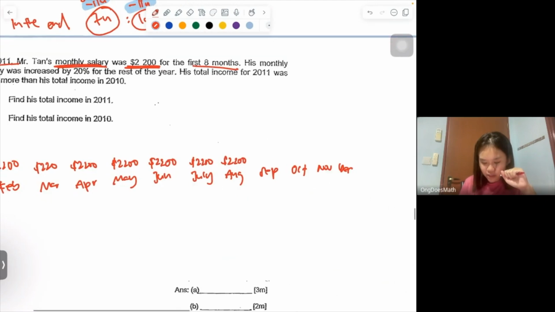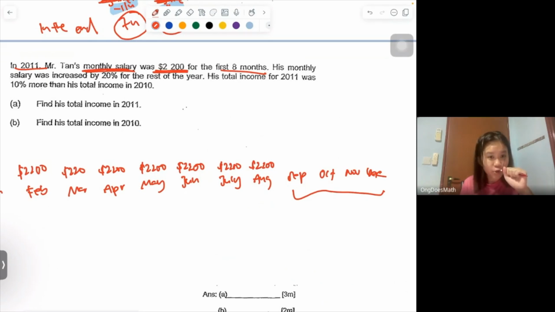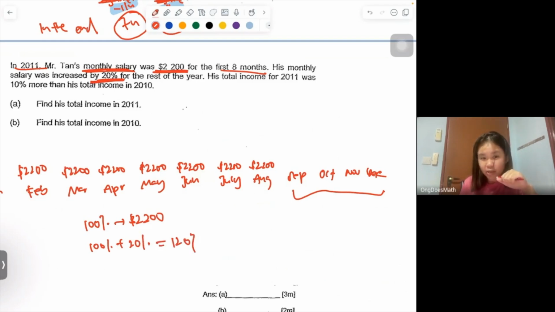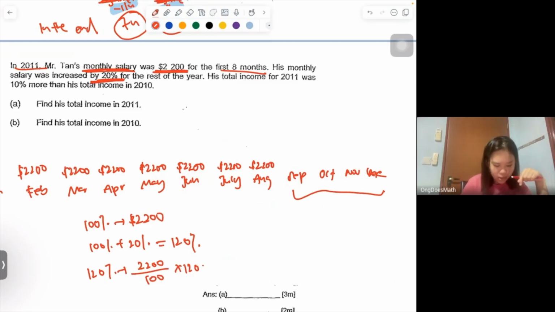Then for the rest of the year, so for September, October, November, and December, his monthly salary, so per month, there was an increase by 20%. So original is always 100%. So originally, he earned $2,200 per month. So now increased by 20%. So you plus 20. So now he's earning 120% of what he earned originally. So 120%, just 2,200 divided by 100 times 120. So punch that into your calculator. You should get 2,640.